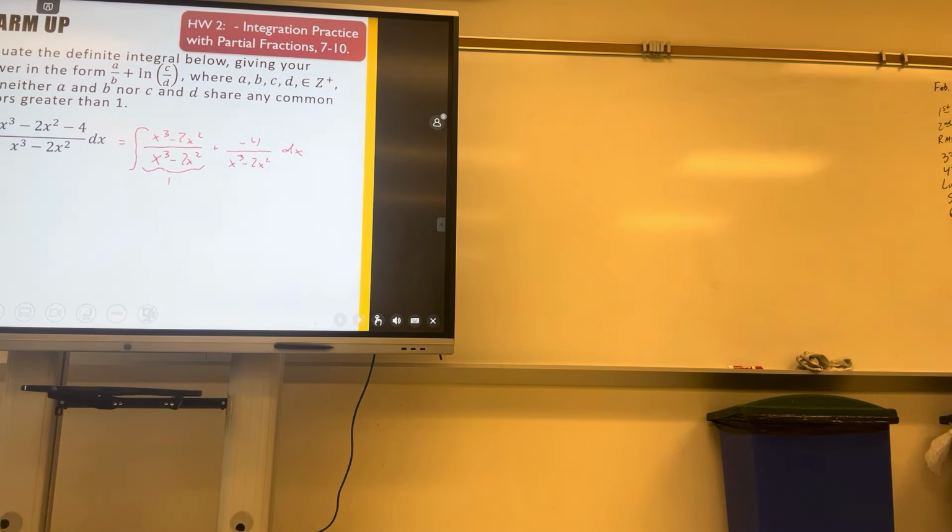All right, are we okay with this? So this part's going to be 1. Don't forget about that because when you're anti-differentiating, the 1 doesn't go away. This part we need to break into partial fractions. So let's just focus on that.